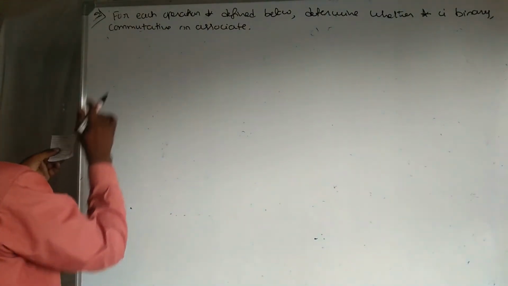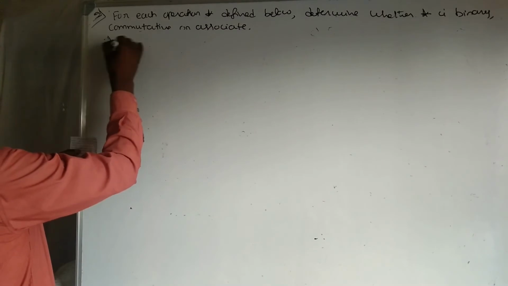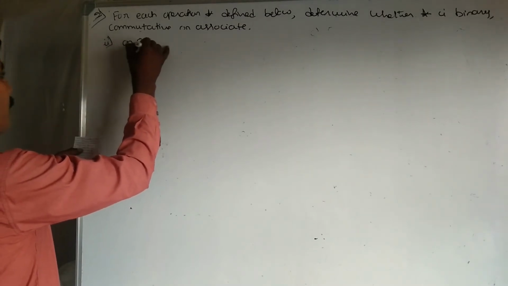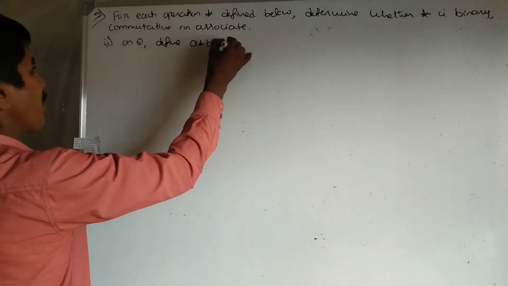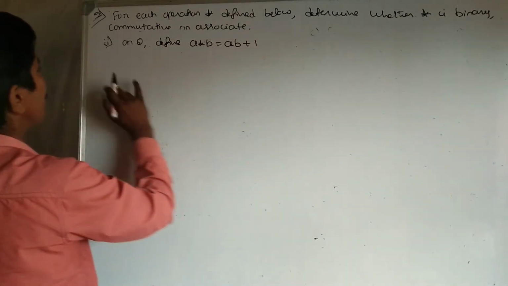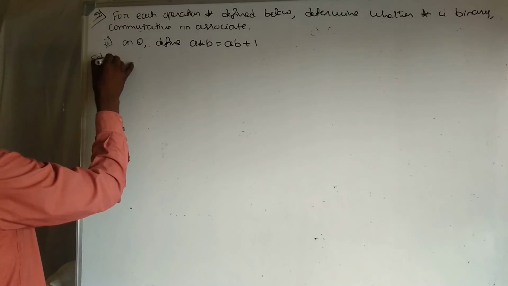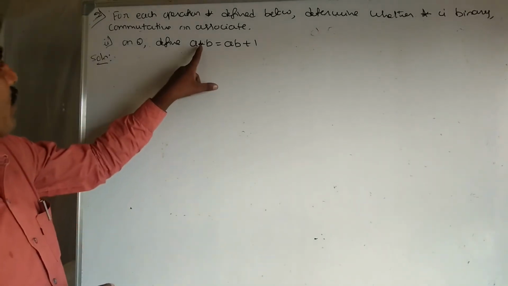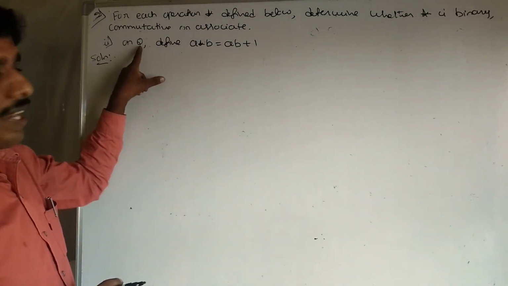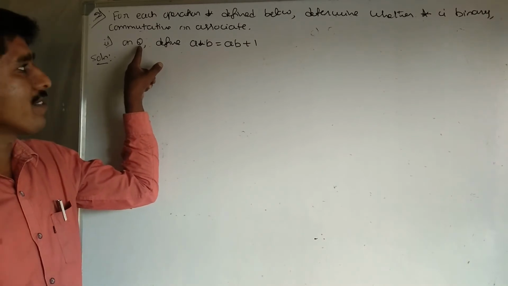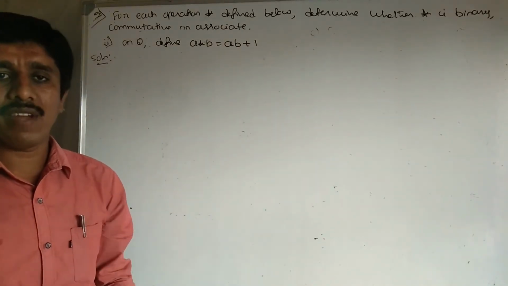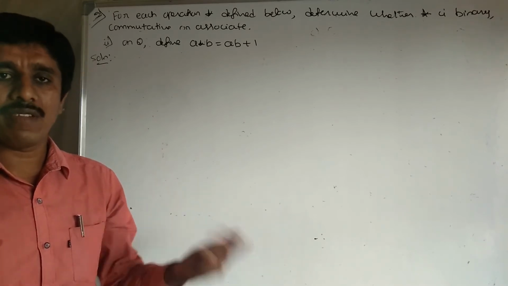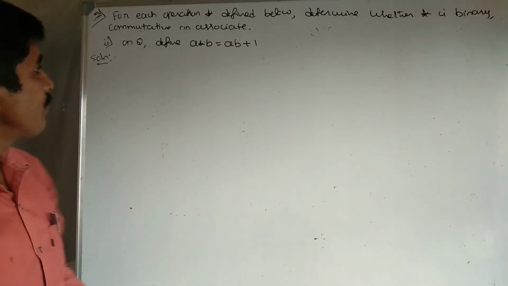Second sub-problem. On Q, define A star B equal to AB plus 1. So the binary operation star is defined on the set Q, the set of all rational numbers. First verify it is a binary operation, next verify whether it is commutative or not, and next verify whether it is associative or not.